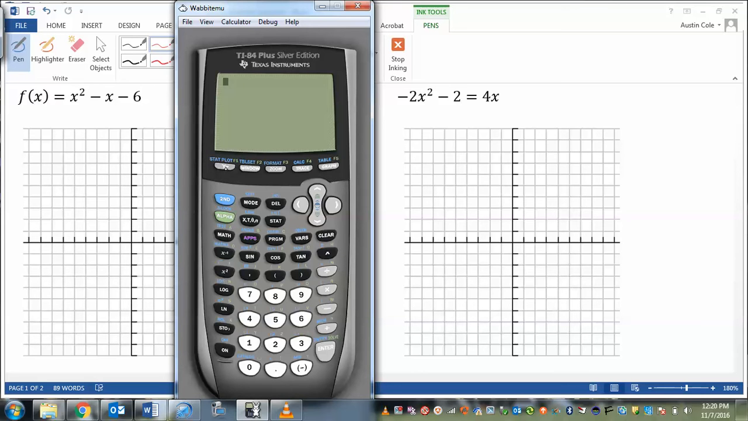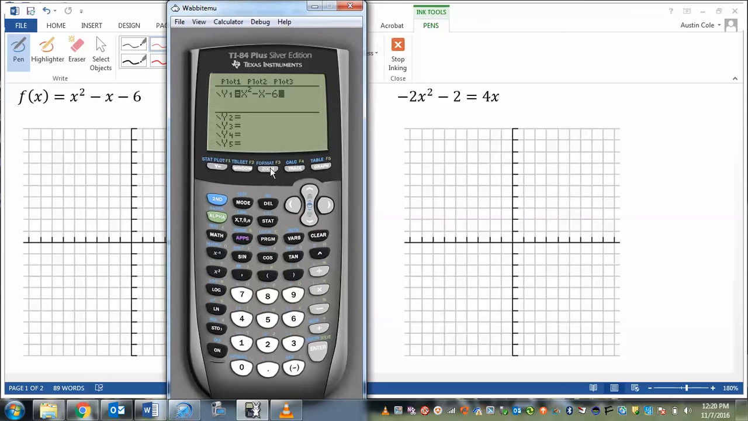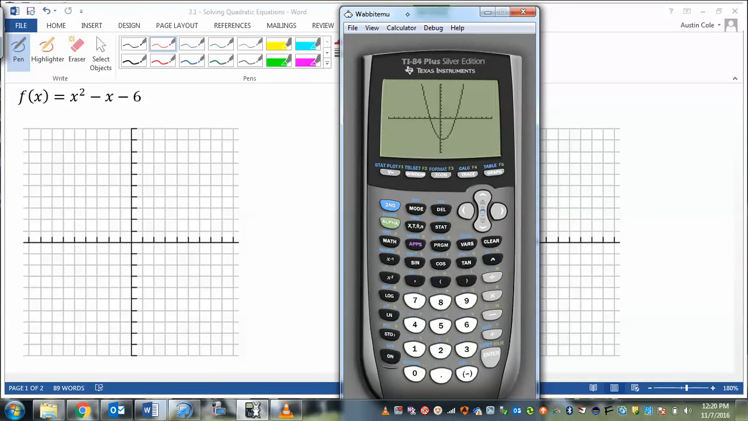Here we go. I'm going to show you guys how to do this in our calculator. We're going to go to y equals and type in x squared minus x, whoopsie, minus 6, and hit zoom 6. We want to know where the graph crosses the x-axis, don't we? Now where do you think it looks to be crossing the x-axis at?